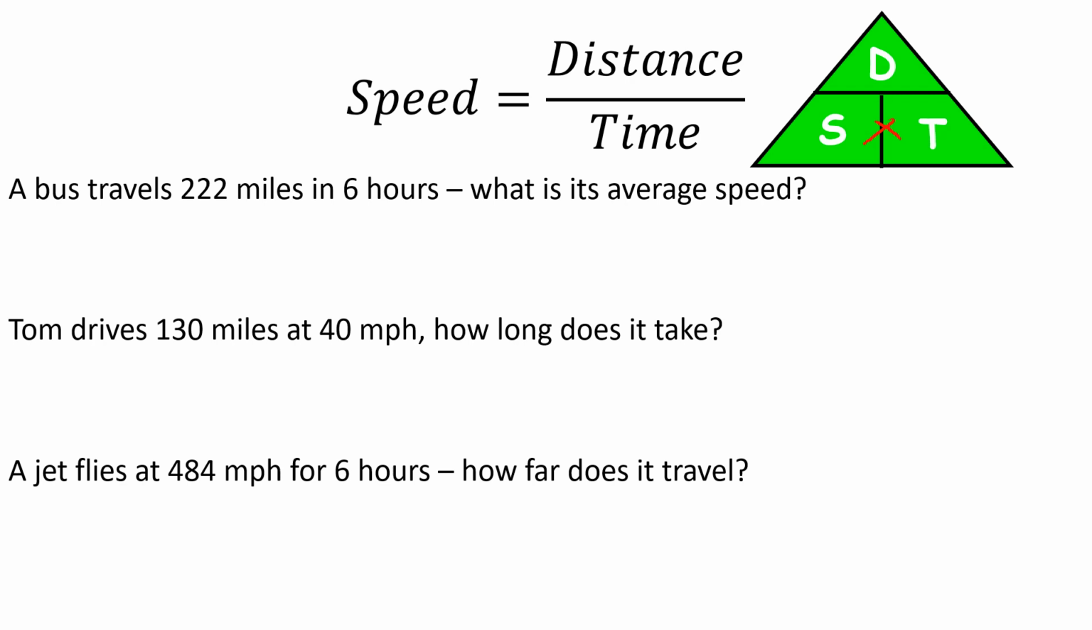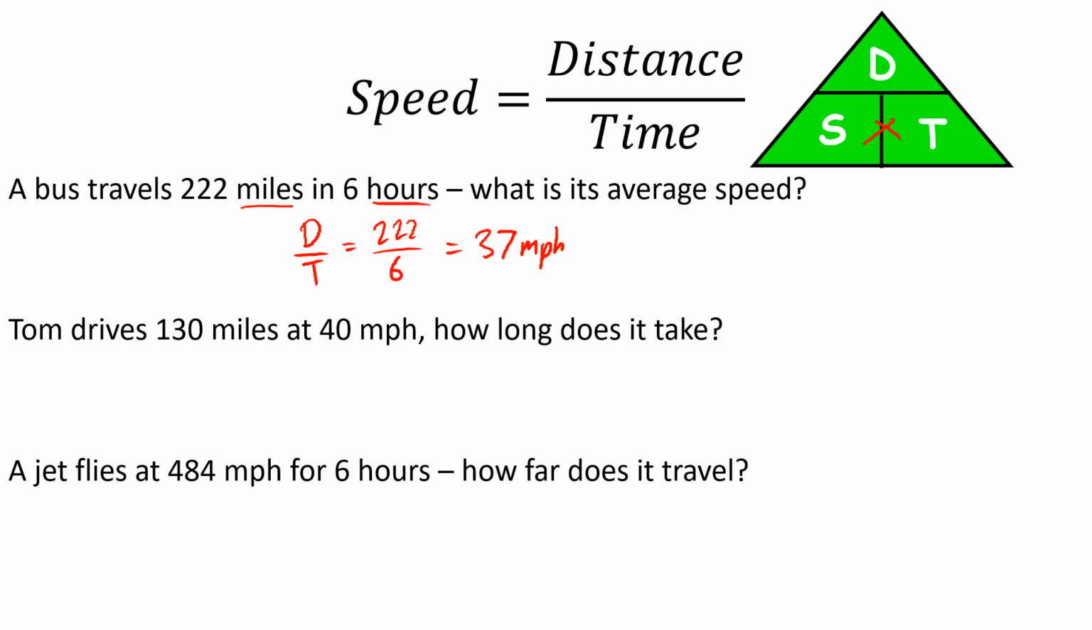We start with a bus traveling 222 miles in 6 hours, average speed. So if we want to find speed, that's distance divided by time. That's 222 divided by 6. That's a 37 miles per hour bus. The other thing to be careful of, obviously, is going to be units. It's miles per hour because it mentions miles and it mentions hours.